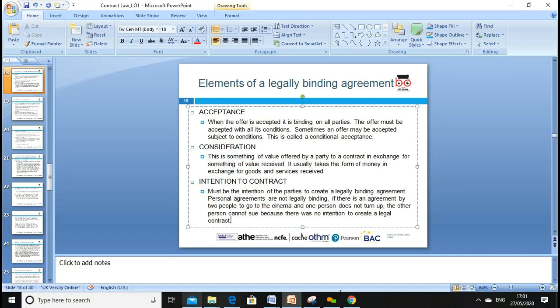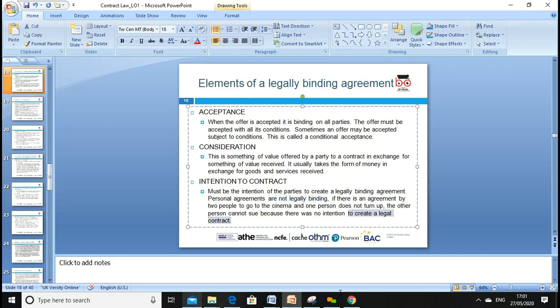Intention: there must be an intention of the parties to create legal binding, like a marriage contract. Personal agreements are not legally binding. If there is an agreement by two people to go to the cinema and one does not turn up, the other person cannot sue because there is no intention to create a legal contract.